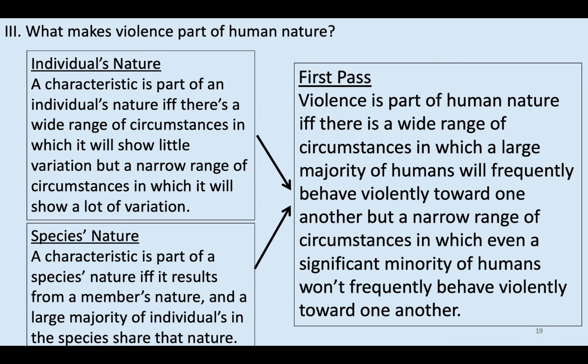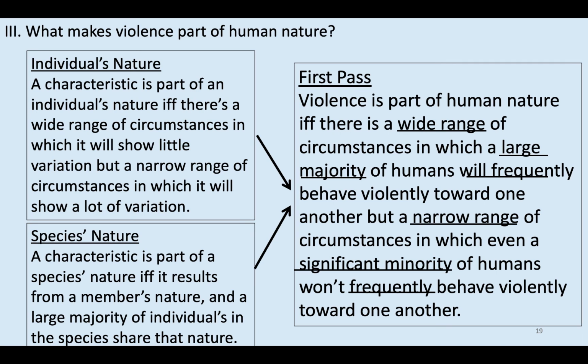Now, of course, there's vagueness, and the vagueness is important. What is it for a range to be wide? What does large majority here mean? Do we mean what they consider a large majority in politics, like 55%, or what we consider a large majority in many other contexts, like 80%? What about frequently? We say humans will frequently behave violently towards one another. Does that mean every minute? Does it mean once a day? Does it mean once every 6 months? And then we have the same problems with narrow range that we have with wide range. We have the same problem with small minority that we have with large majority. And we have the same problem with frequently here, obviously.